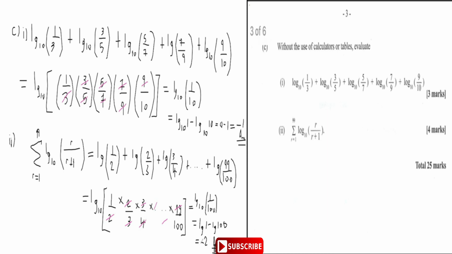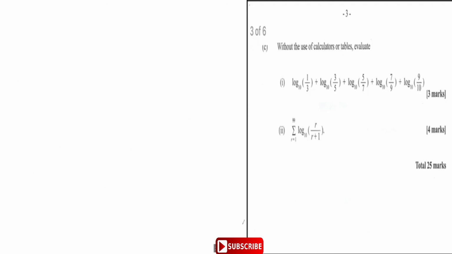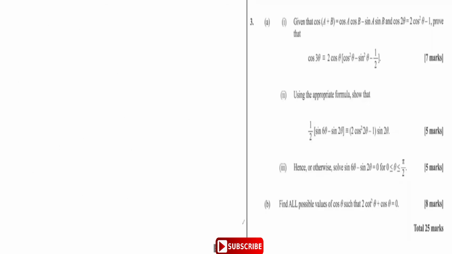Nice. Now that takes care of module 1. And now we'll move on to the best module in mathematics, module 2. Module 2, of course, usually starts with trigonometry.